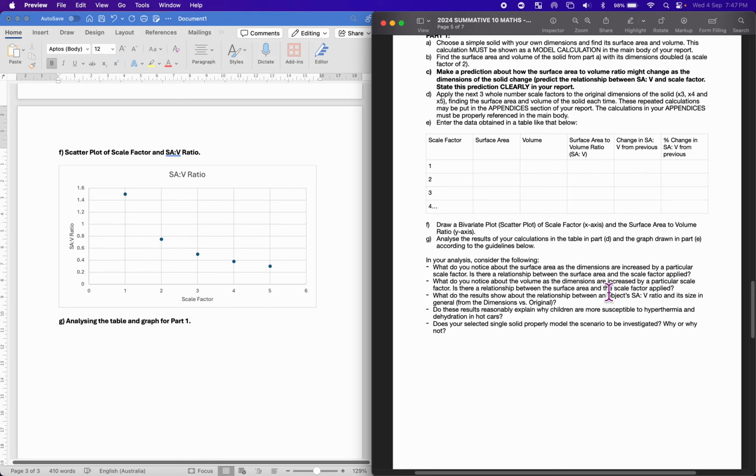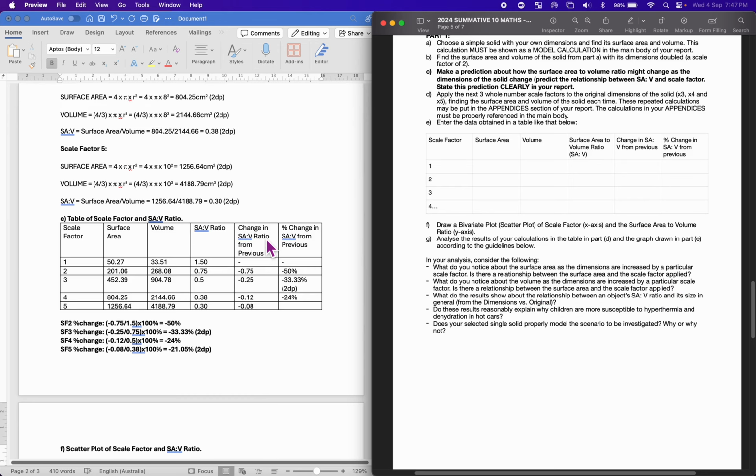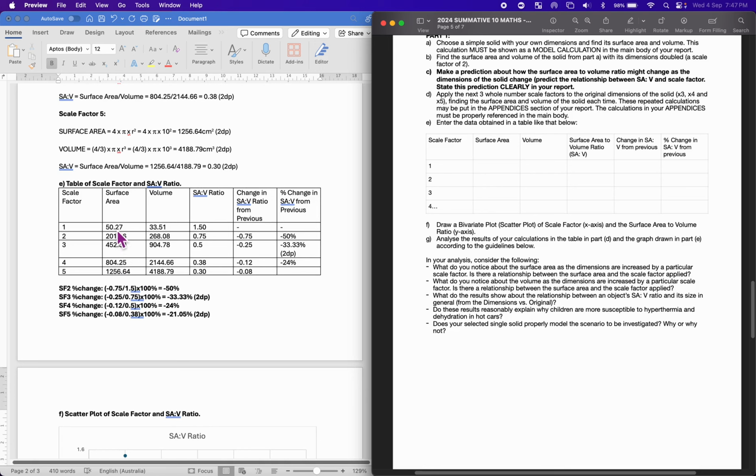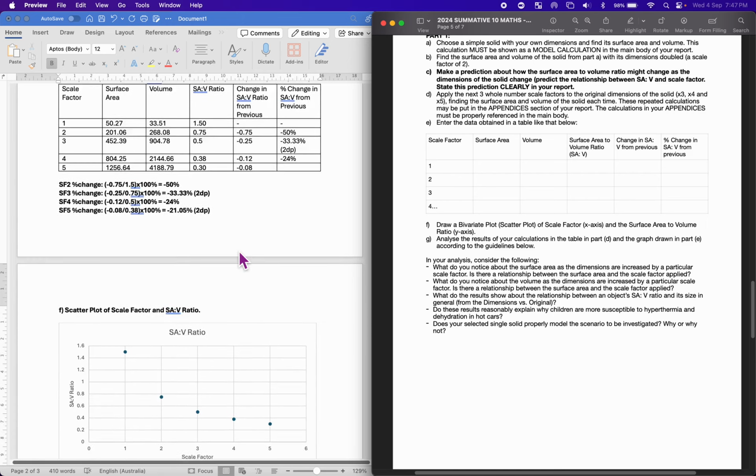Okay, what do you notice about the surface area as the dimensions are increased by a particular scale factor? Is there a relationship between the surface area and the scale factor applied? What's happening in the surface area? That's 4 times the size. This is slightly over double. This is less than double the 452. This is less than double. So the surface area is getting bigger, but the amount that it gets bigger is getting less and less over time. You could type that out.